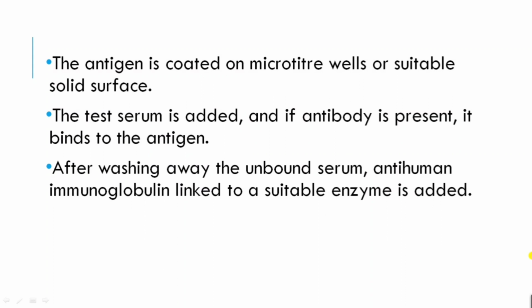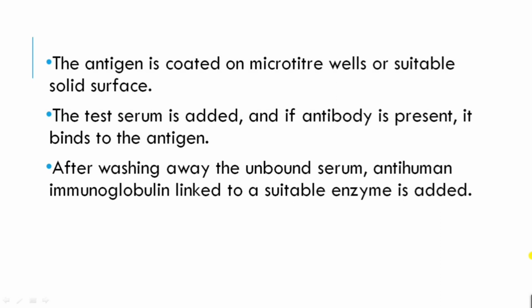So while performing the test, the antigen will be coated on the microtiter well or a suitable solid surface, to which the test serum will be added. If the patient's serum has antibody, it will bind to the antigen which is already coated onto the microtiter well, so that there will be antigen and antibody complex formation. The next step in ELISA is washing away of the unbound serum.